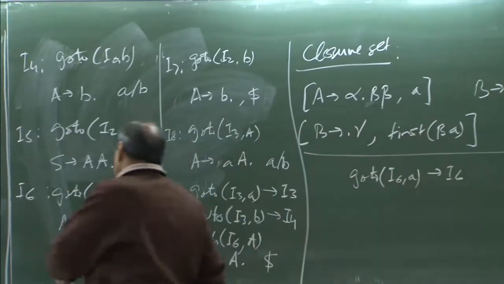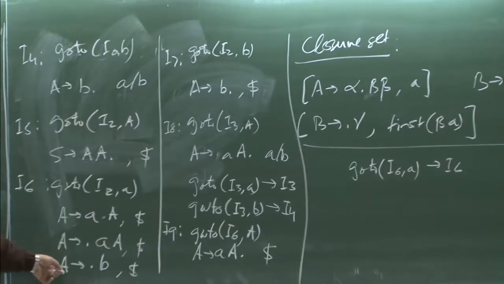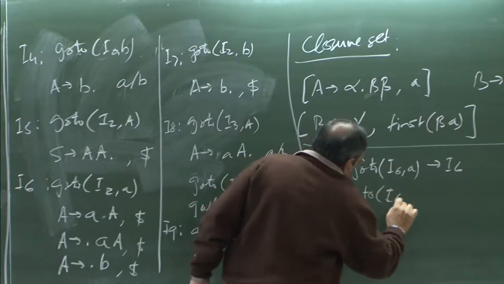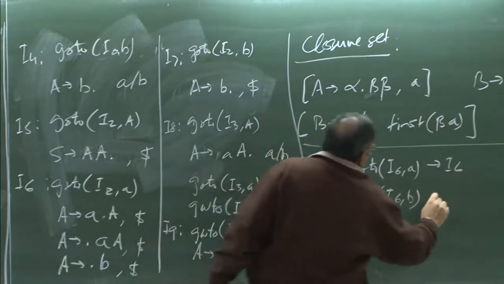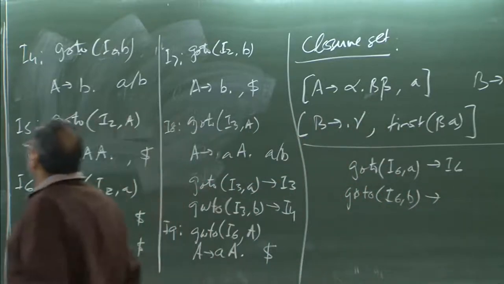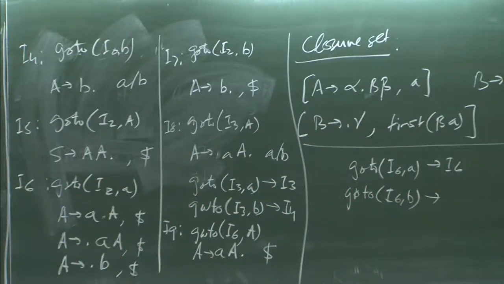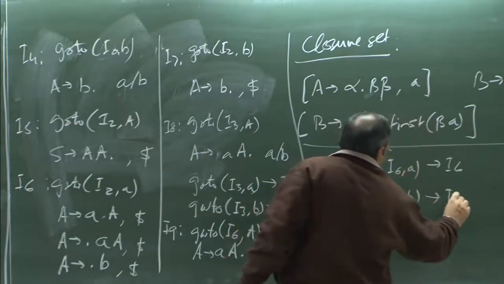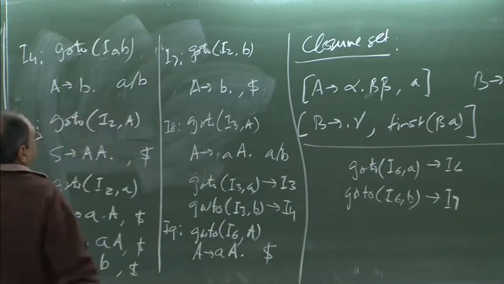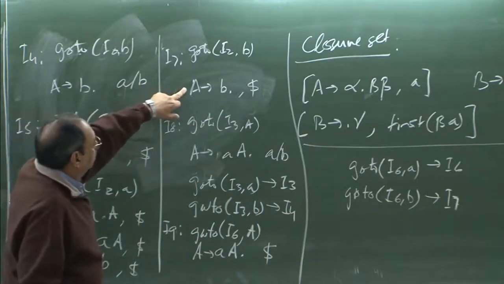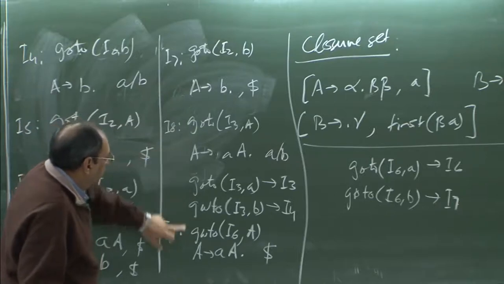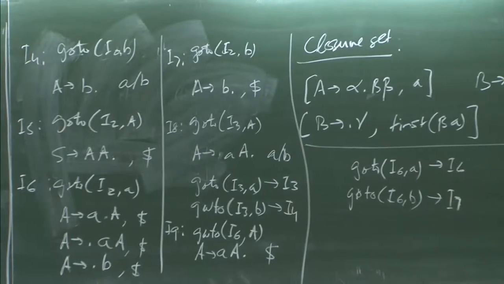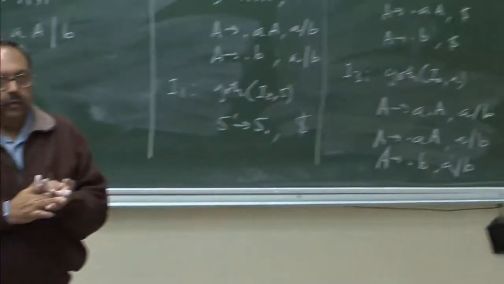And if I do a transition on B, if I say go to of I6 on B, what is that? A going to B dot on dollar, I7. So I have exhausted I6. I cannot do any transition on I7, cannot do a transition on I8, cannot do a transition on I9. So this is how I construct all my set of LR1 items.